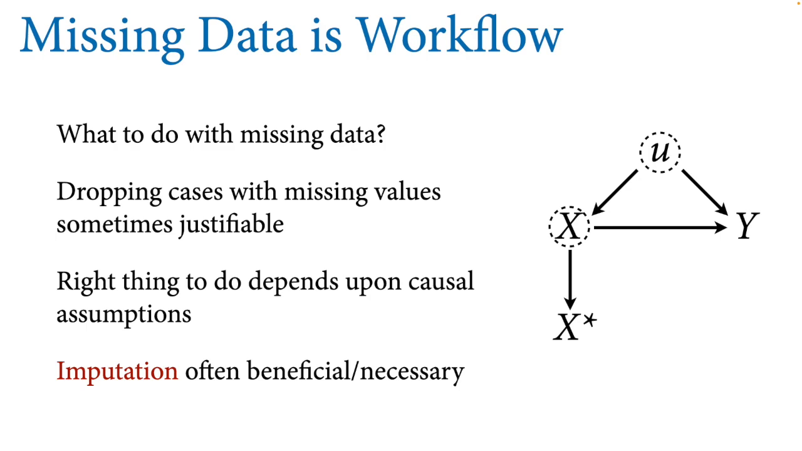And the same causal assumptions that will allow you to drop cases with missing values will also permit you to do something called imputation, which allows you to make use of the present cases, that is the observed variables for the cases that have some incomplete values, and therefore recover some efficiency in estimating some of the parameters in the model.